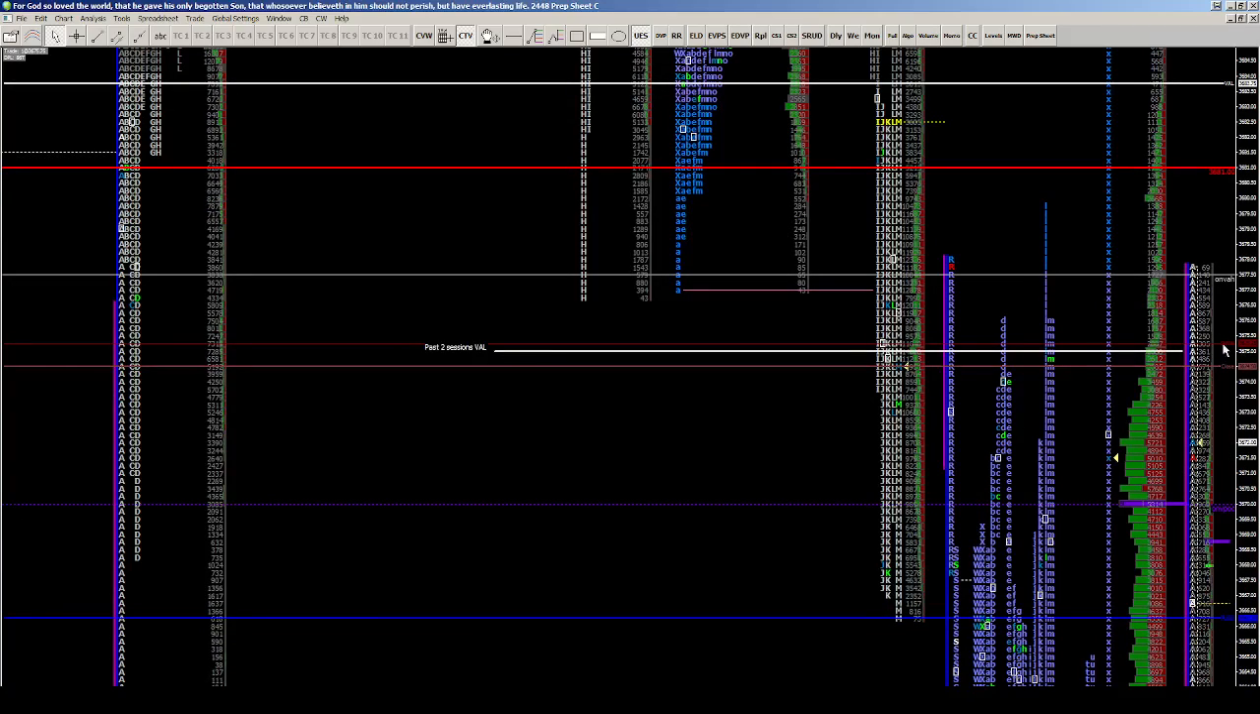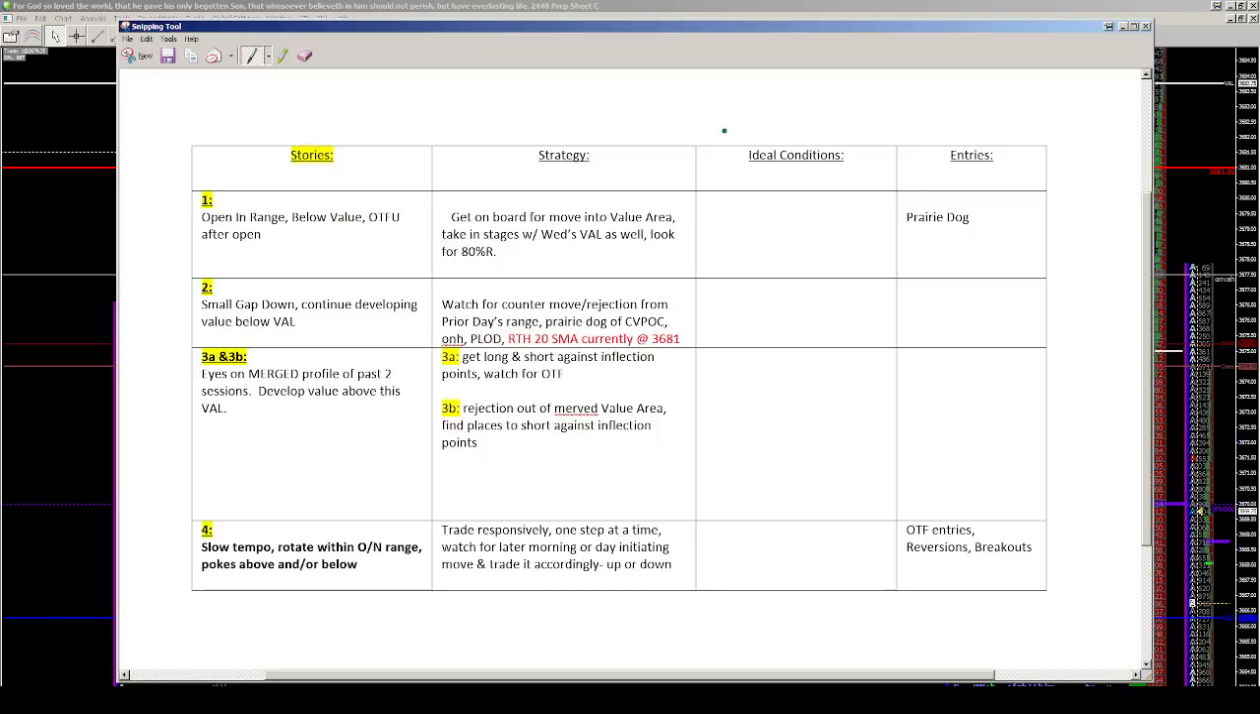As you can see, if we would have just gotten long on the idea, just stopped into it, we would have been stopped out most likely. Okay, so back to the plans. Small gap down, continue developing.